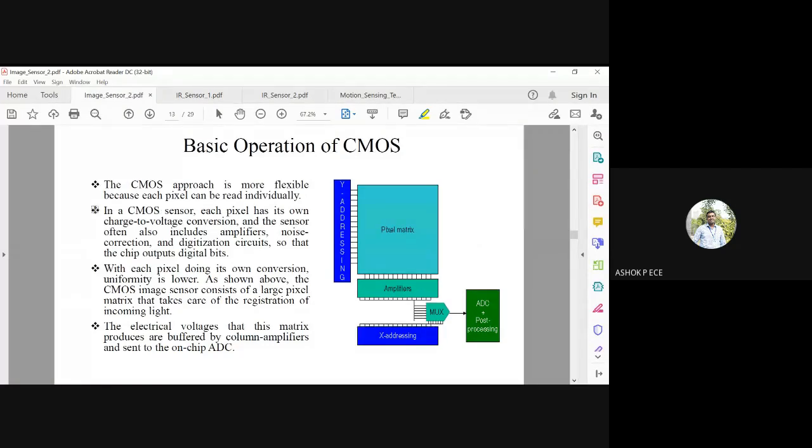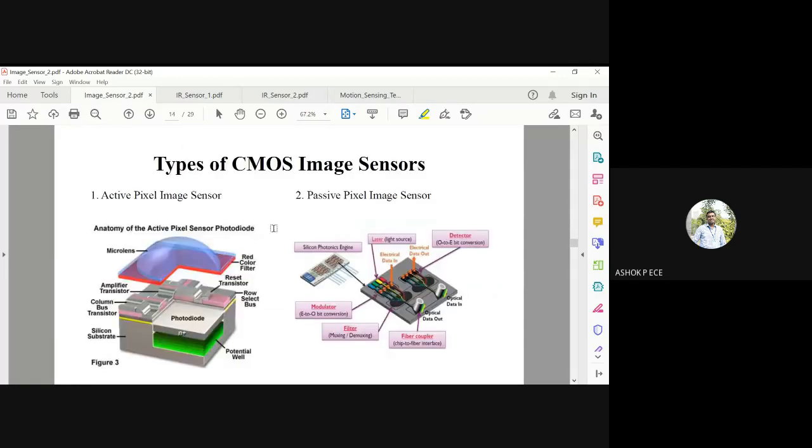So each image sensor will convert the charge to voltage, and the sensor includes amplifiers and other signal processing devices to do the signal processing. So with each pixel doing its conversion, the uniformity is lower. As shown, the CMOS image sensor consists of a large pixel matrix which will take care of the incoming light. Okay. So types of CMOS image sensor: you have active pixel image sensor and a passive pixel image sensor.